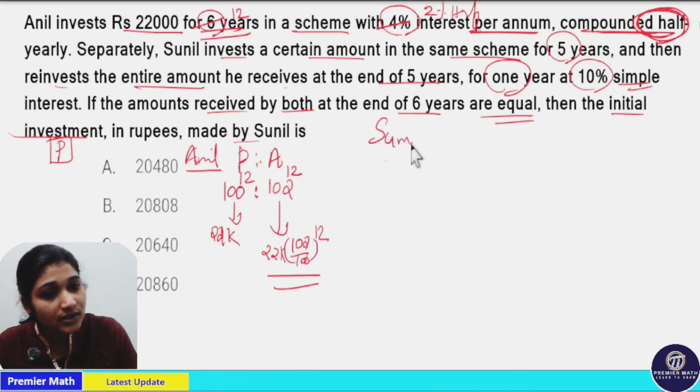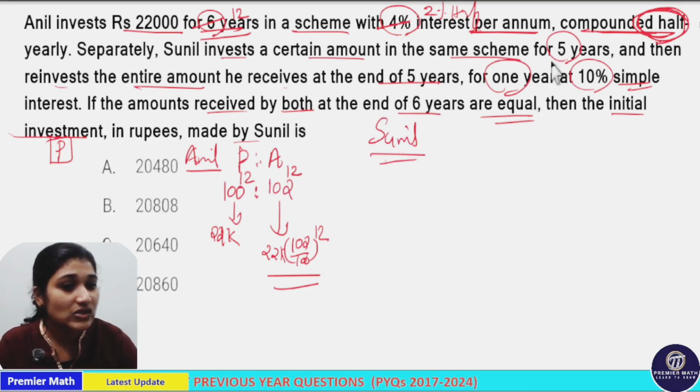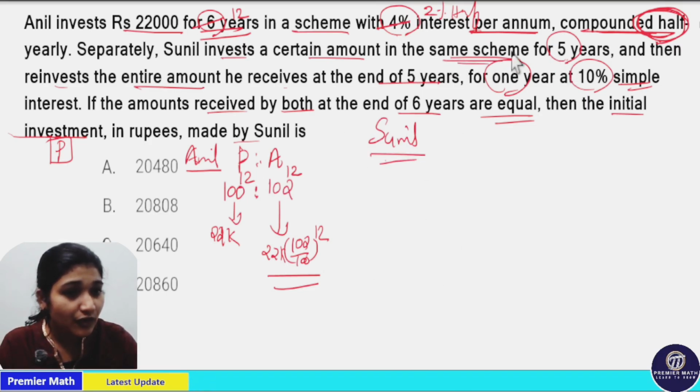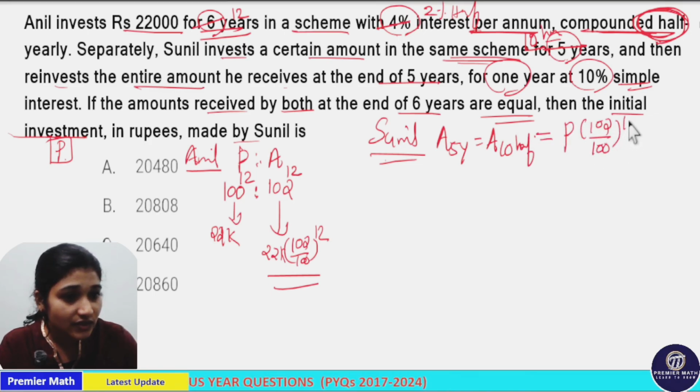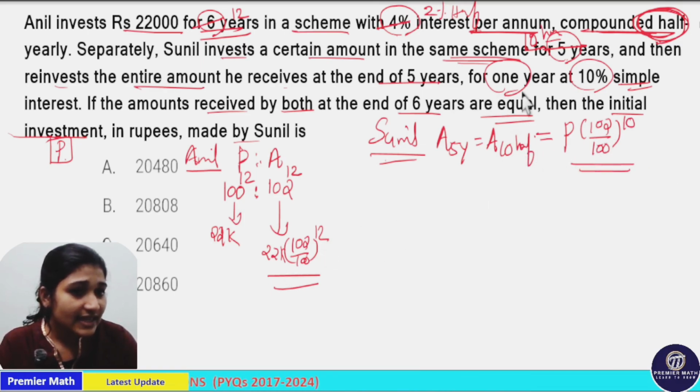Now, in the case of Sunil, he invested in the same scheme for 5 years. 5 years means a total of 10 half years. Here the rate is the same, only the principal and number of years are varying, which means the amount after 5 years, or after 10 half years, is equal to principal into 102 divided by 100, the whole raised to 10. So this is the amount after 5 years. Now, after 5 years, in the 6th year, he invests this amount at the 10% simple interest scheme for 1 year.